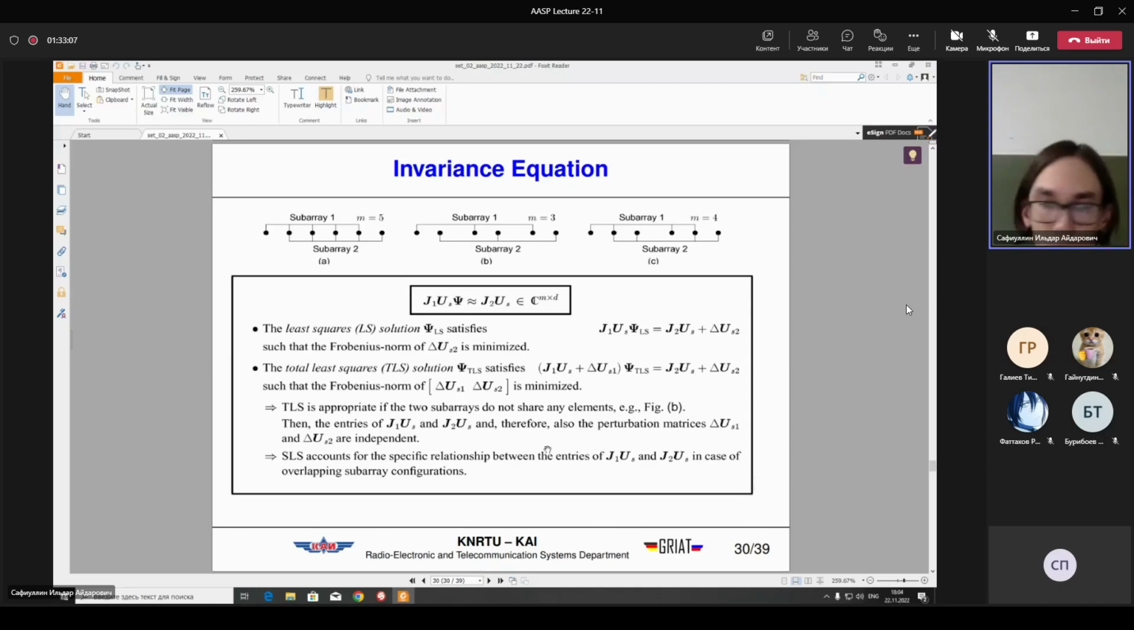And if we look at SLS, it accounts for the specific relationship between the entries of J1 times U sub S and J2 times U sub S in case of overlapping subarray configurations. So we need to use only these, or not overlapping. In the best case, I think we will have the best improvements if we use a configuration like this one, so maximum overlapping.